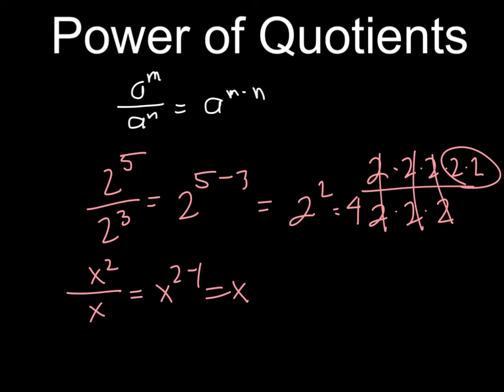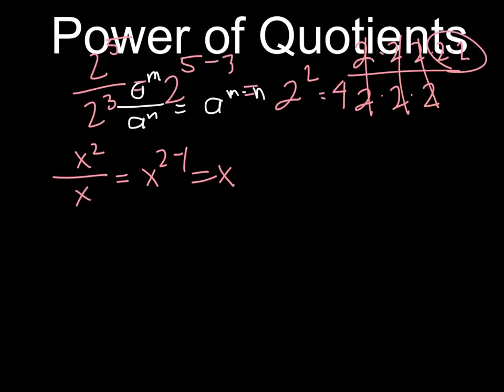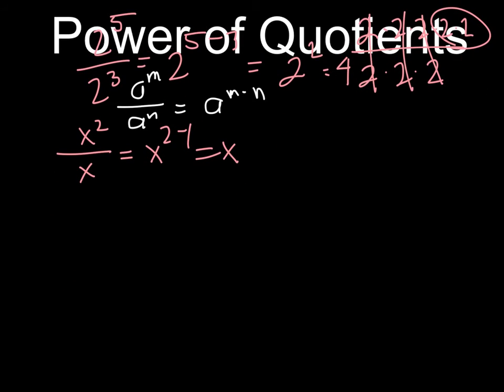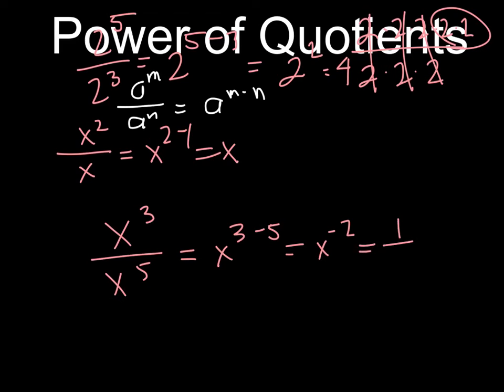Now, we do want to consider the case of what happens when we have something like x to the 3rd over x to the 5th power. Now, this would give us x to the 3 minus 5, which is x to the negative 2. We don't want to leave negative exponents, so we then would convert it to 1 over x squared. But some of you might be keen to jump right to this immediately.